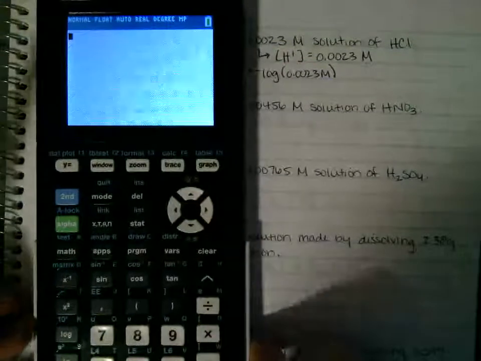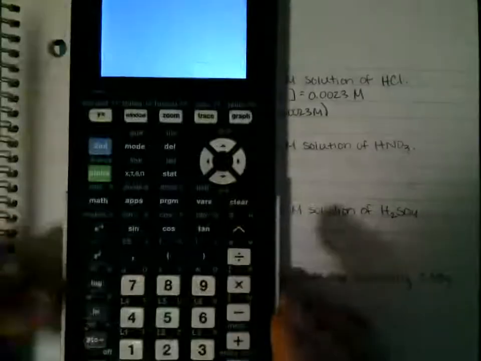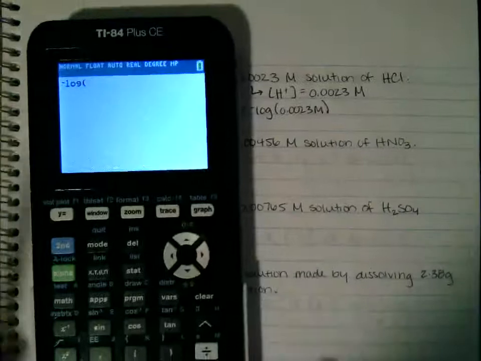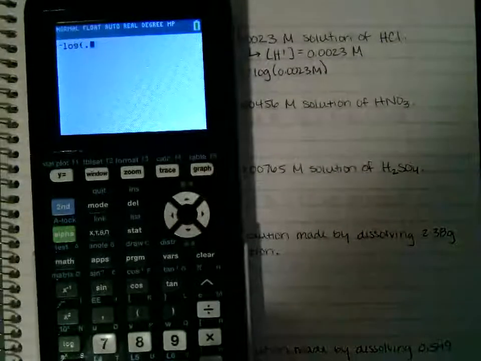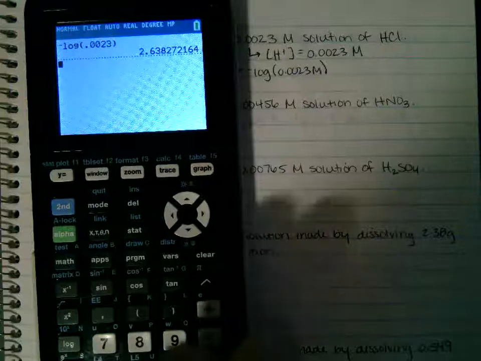We need to take the negative. Make sure you hit the negative sign, not the minus sign. Use the negative sign. Negative log of 0.0023. And we get this big number.